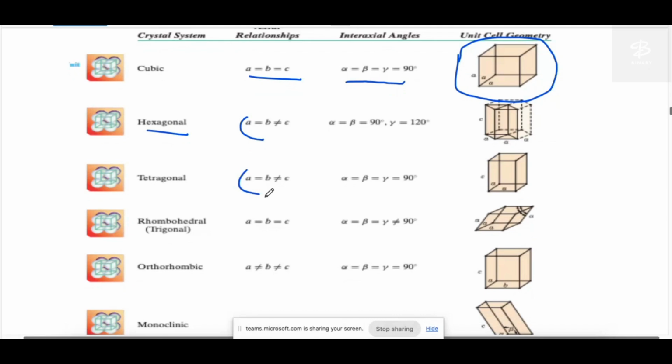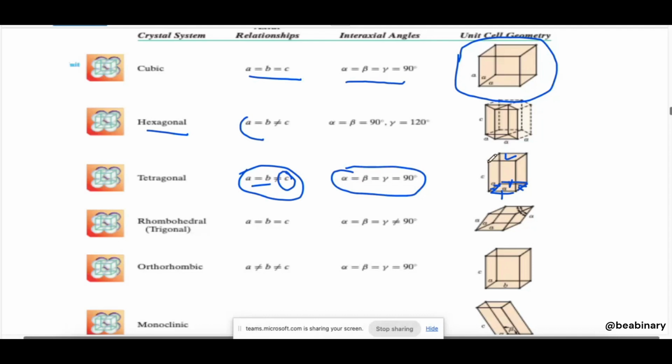Tetragonal, right? So A is equal to B, but not equal to C. So C is different from A and B, and the angles are the same. You can clearly see here, this line and this line are equal, and this is the symmetry. This one is equal to this one, and this one is equal to this one. And same, this is the bottom and this is the top, so top area and bottom area are the same.